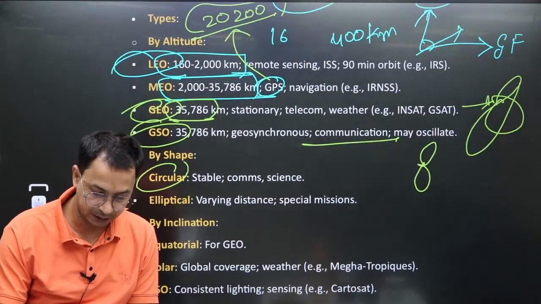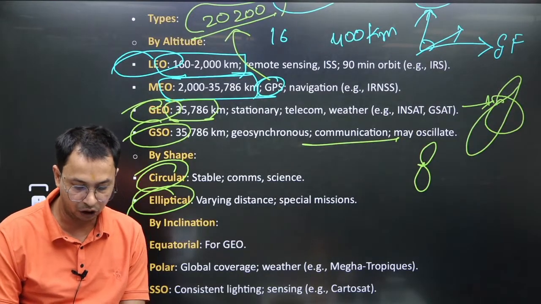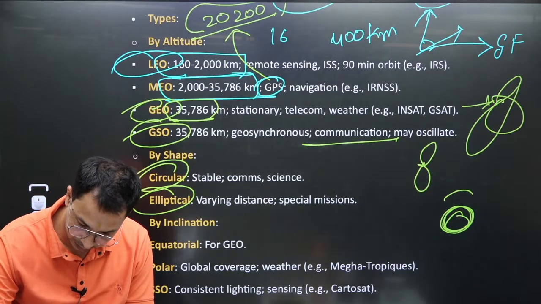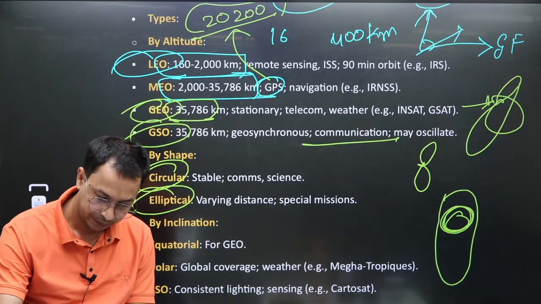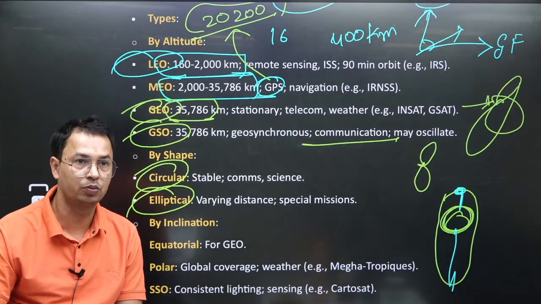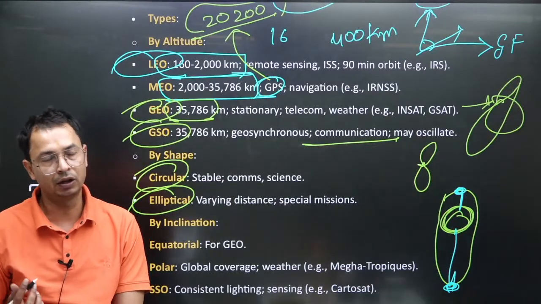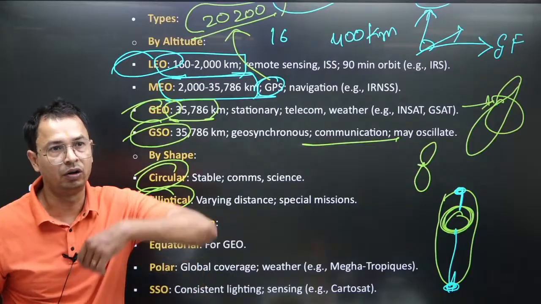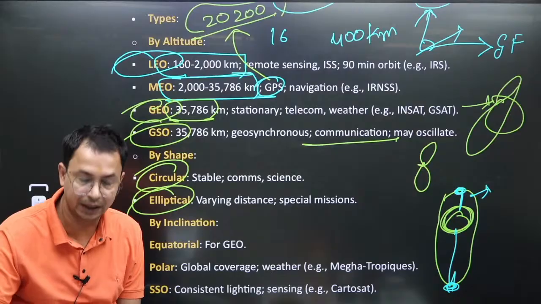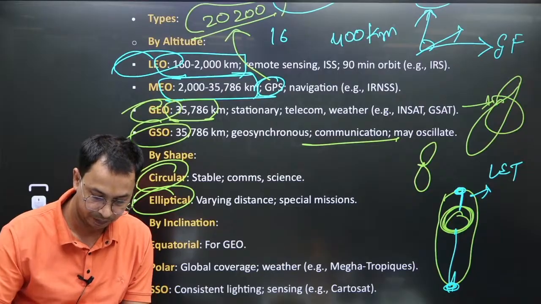Then similarly, there are some circular orbits. In the circular orbit, we will have communication satellites. Then we have the elliptical orbit. Elliptical orbits are like this: suppose this is Earth and this is one elliptical orbit. In the elliptical orbit, we have perigee and apogee. Perigee is the nearest point to the Earth and apogee is the farthest point from the Earth. We use highly elliptical orbits to send a satellite from one orbit to another orbit, and this is done by low energy transfer.